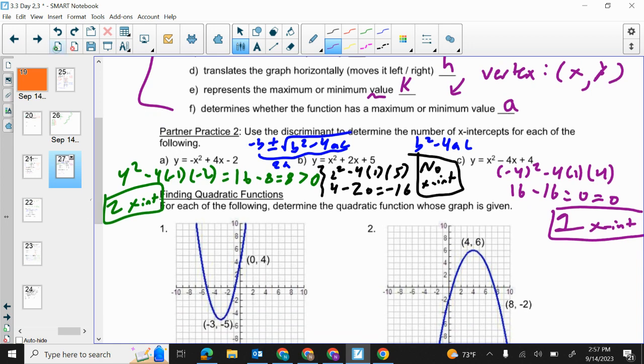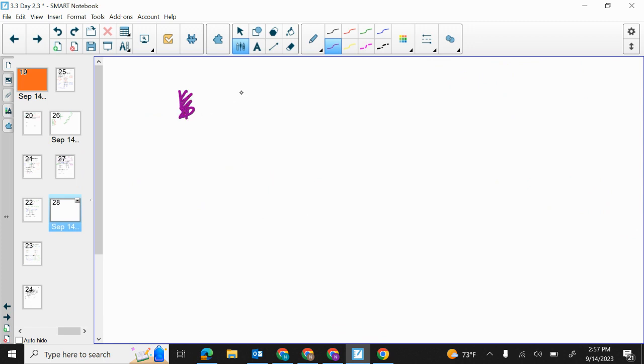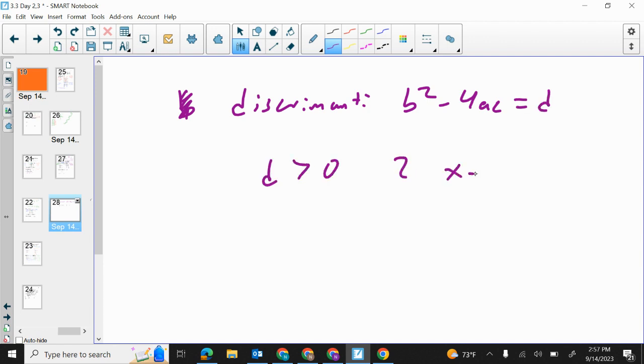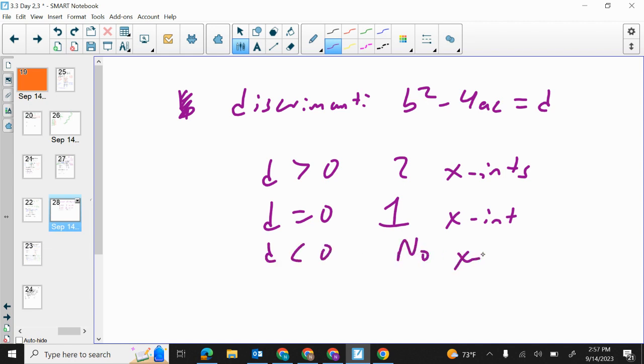So maybe I'll just write that down here again. If the discriminant, which is b squared minus 4ac, we'll call that d. If the discriminant is bigger than 0, 2 x-intercepts. If d is equal to 0, 1 x-intercept. And if d is less than 0, no x-intercepts.